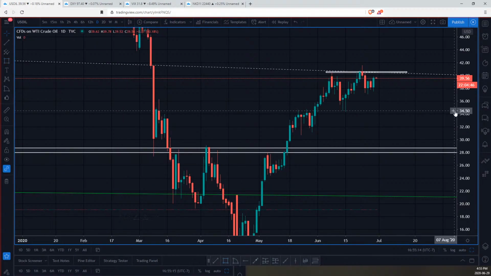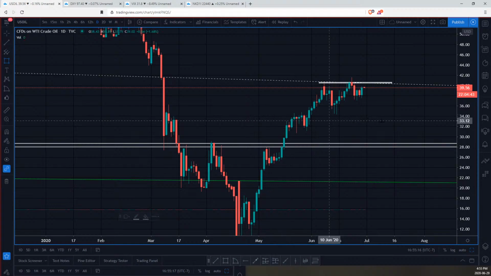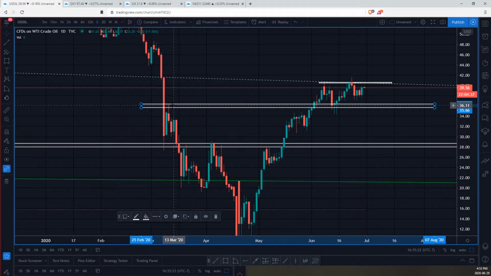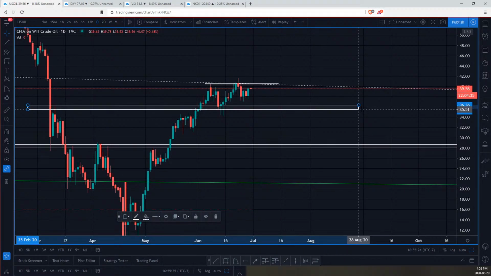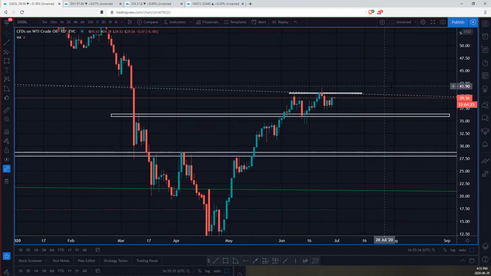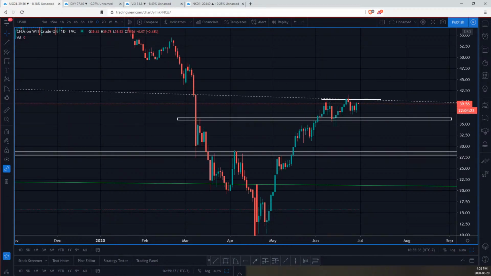So if we are looking at this as a potential double top again, the major breakout zone would be around $36 in line with the previous resistance right here. So that's going to be the major zone. So we are currently range bound with the resistance at around $40, support around $36, and that's just on the daily chart. But we do not want to fight trend.